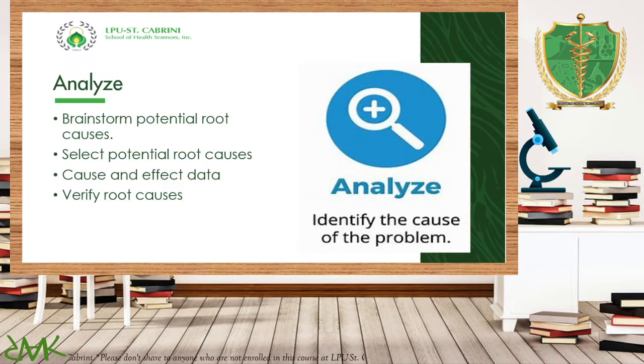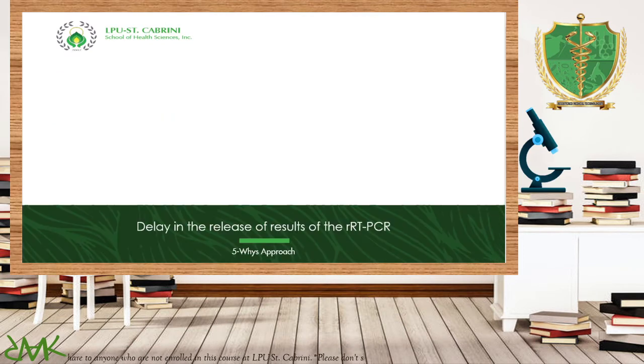Like what I've said, I'm going to show you an example of a 5Y approach. We are all aware that we have a backlog in the results of RT-PCR for the determination if you are a carrier or if you are infected with COVID-19. That is a good example of applying root cause analysis using our 5Y approach. The problem is there is a delay in the release of the results of the RT-PCR during the first 2 months of the COVID-19 pandemic in the Philippines.